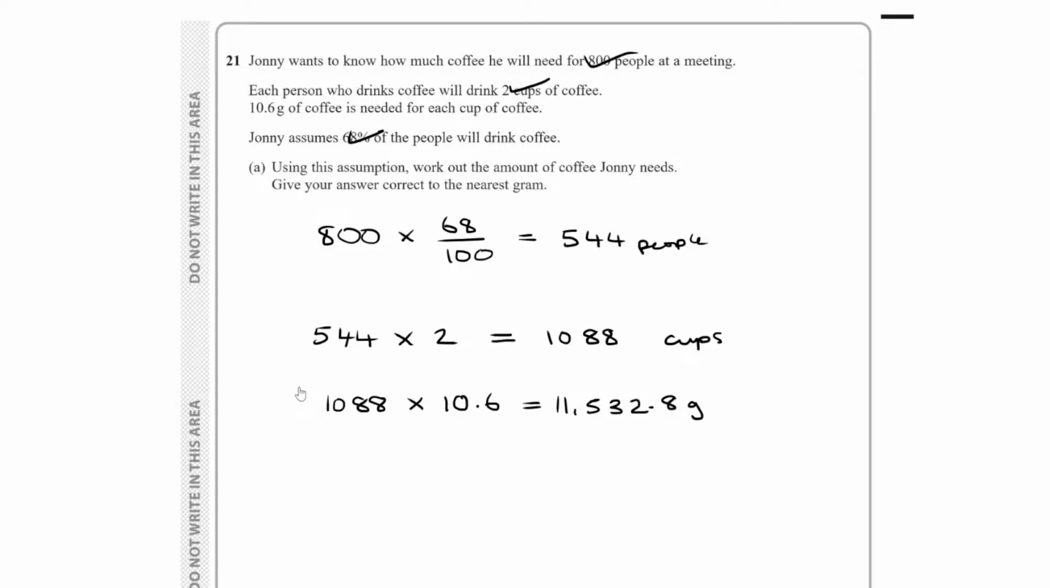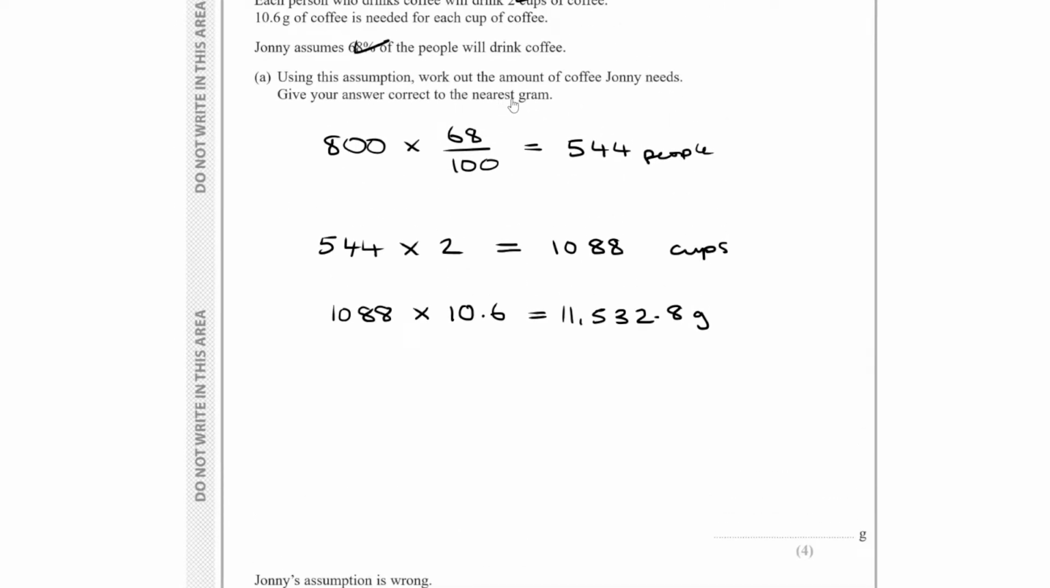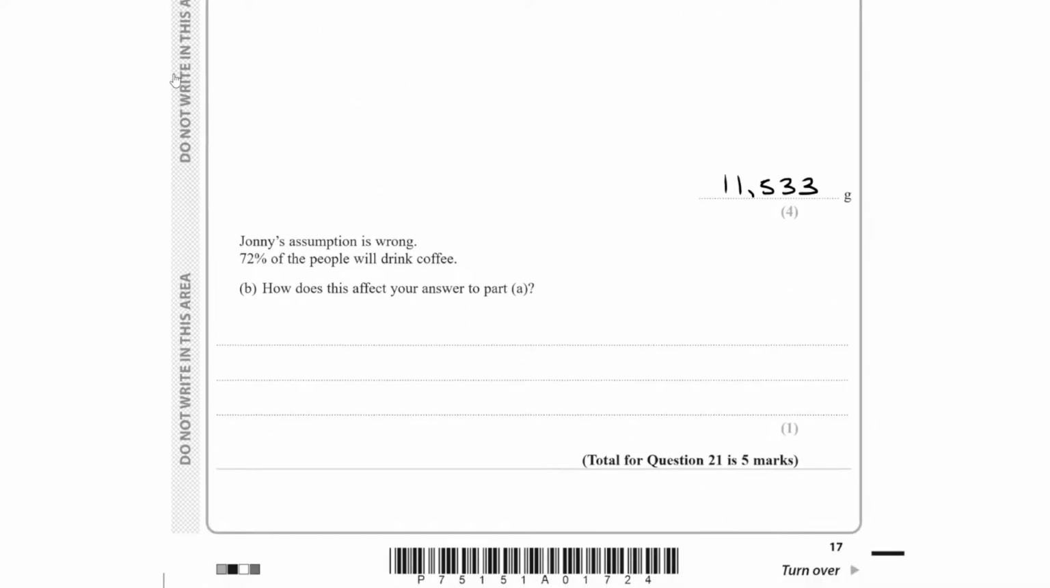So scroll down here. Do you see how the question has told you they want it in grams? They did say give it correct to the nearest gram. So even though I've got a decimal, I will round it. The nearest gram would be rounding up, wouldn't it? Because the 8 is bigger than 5. So that would be 11,533 grams to the nearest gram if you've rounded it correctly. Now, I do think that if you wrote this as your final answer, they will still give you the mark. So if you didn't round it correctly, they will still give you the mark as long as your answer is actually correct in the first place. But technically, it should be rounded.